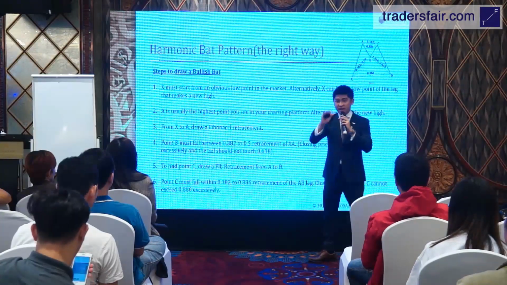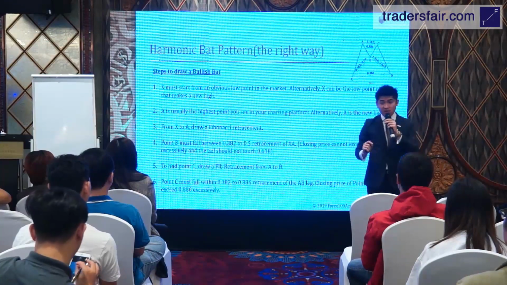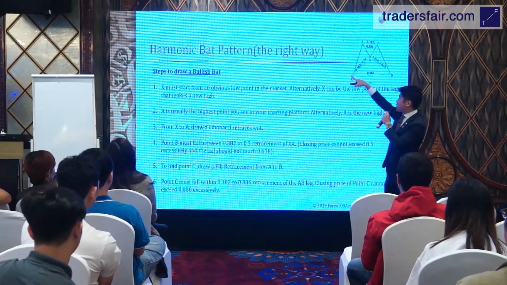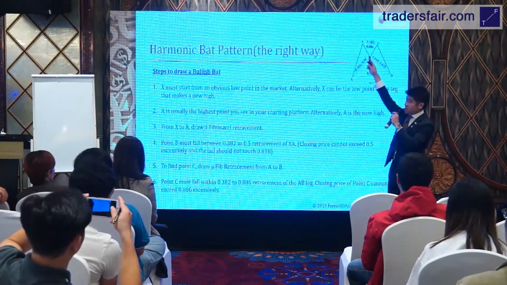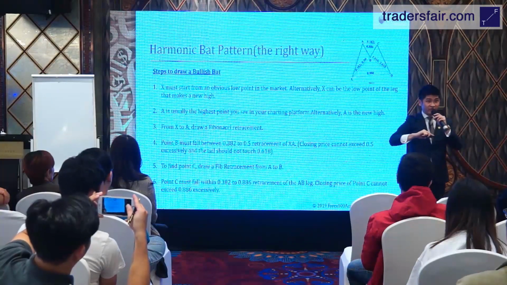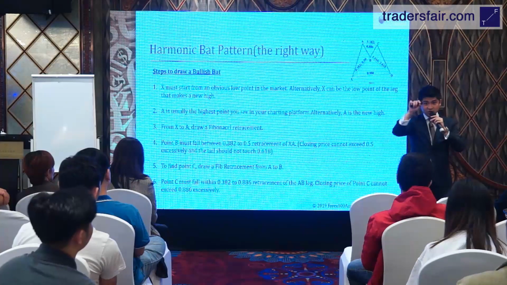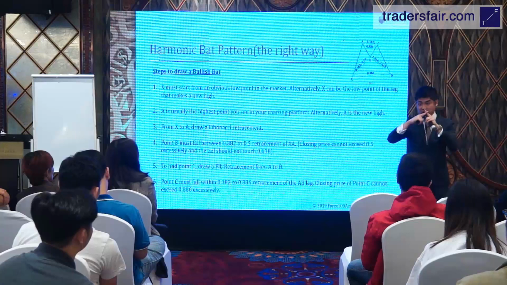A retracement, minimum 38.2 to 50%. That means you have to draw your Fibonacci X to A, lowest to highest. The retracement over here is 38.2 to 50%. If the candle touches 61.8, not valid.